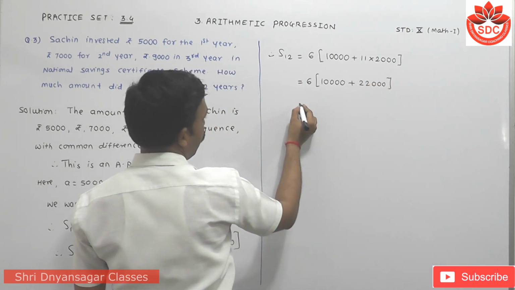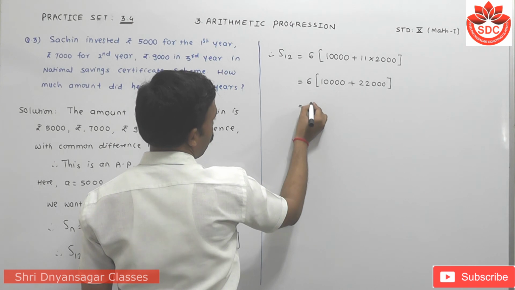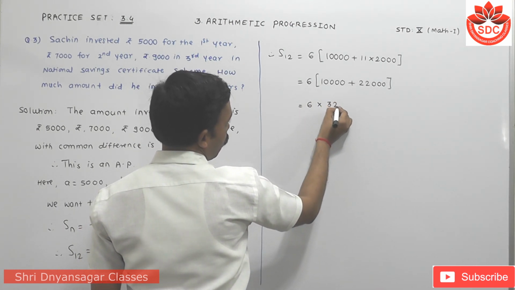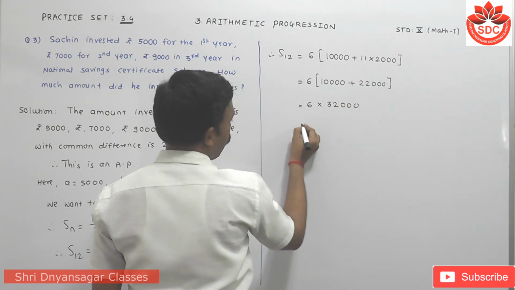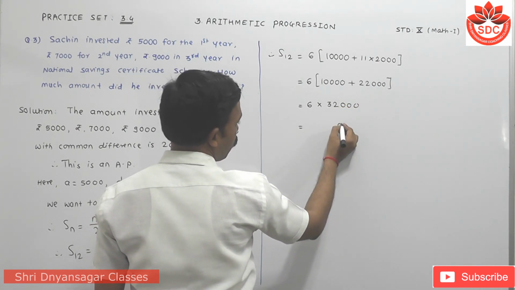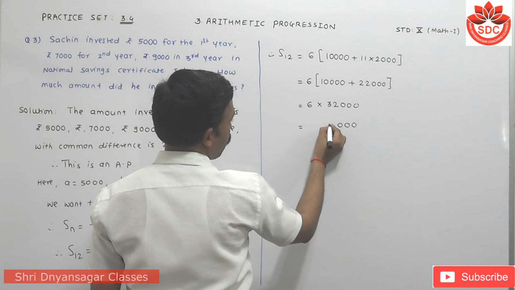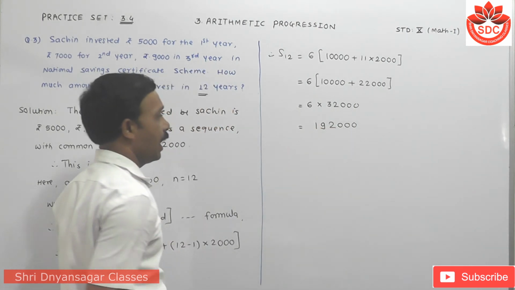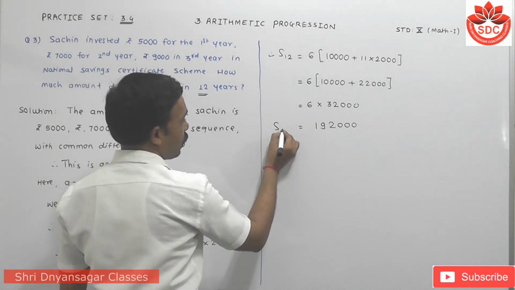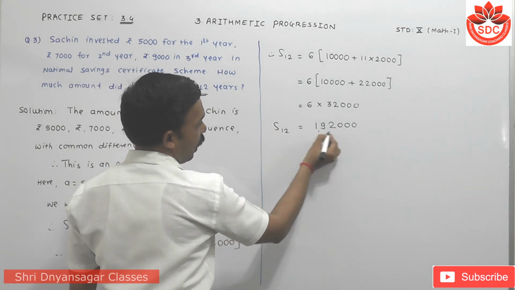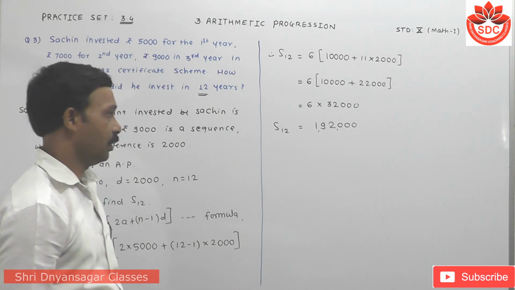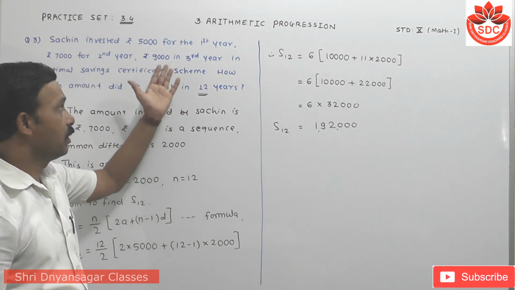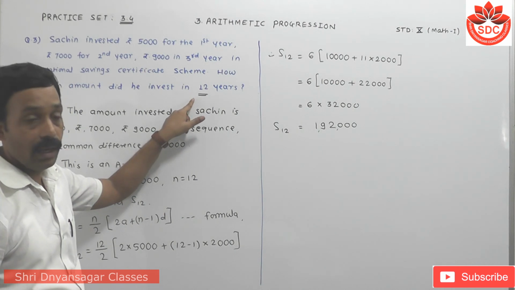When we add it, it becomes how much? 6 into 32000. When we multiply it, the 0 as it is, then 6 2s are 12 carries 1, 6 3s are 18 plus 1 is 19. That means S12 is equal to 1,92,000. This is the amount which Sachin invested in 12 years.